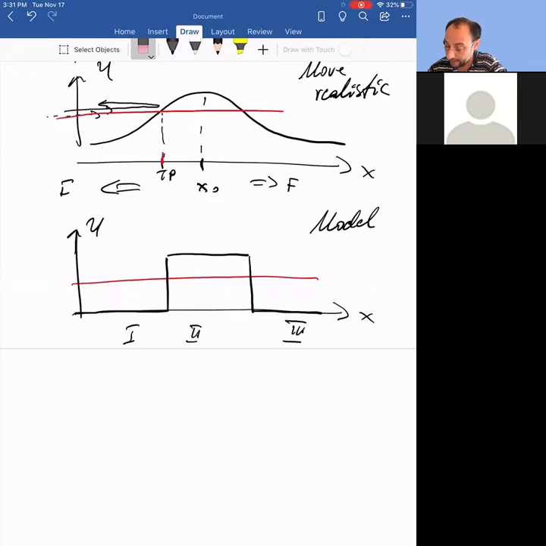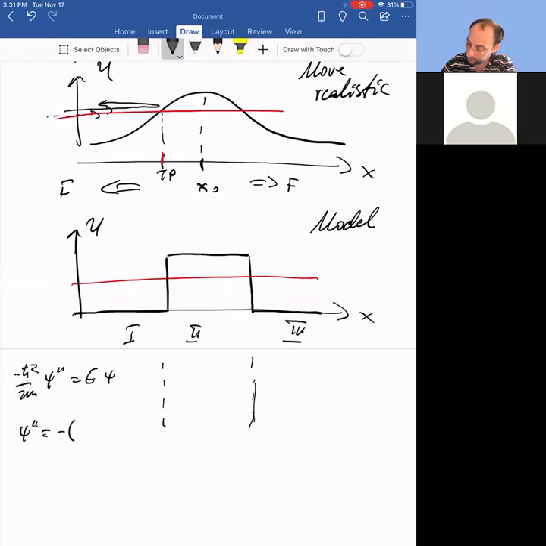What's happening quantum mechanically? Well, quantum mechanically, on the left you have minus h bar squared over 2m psi double prime equals E psi. So this is minus 2mE over h bar squared, which is the wave number. Now I'm just going to call it K. And similar here. So this is region 1, region 3. So it's the wave function.